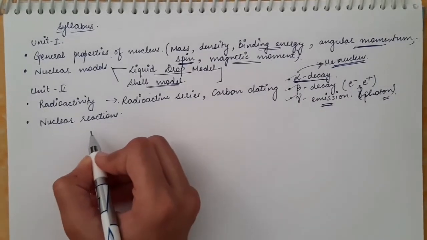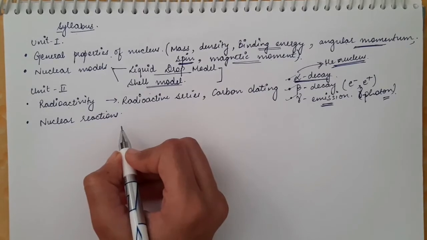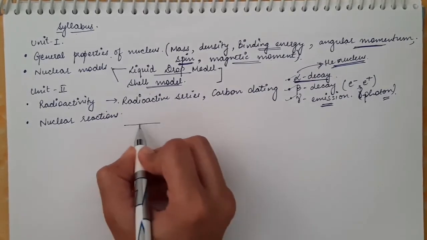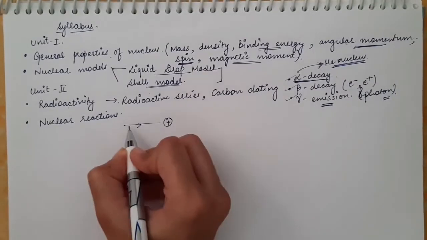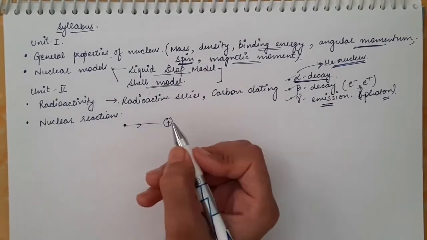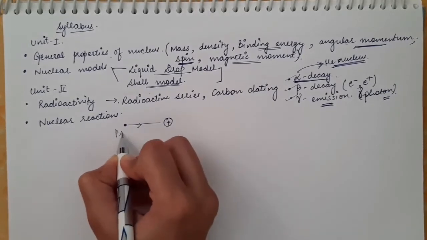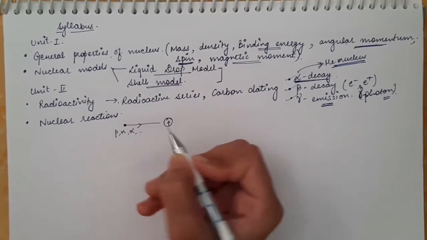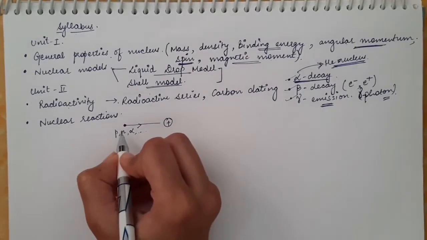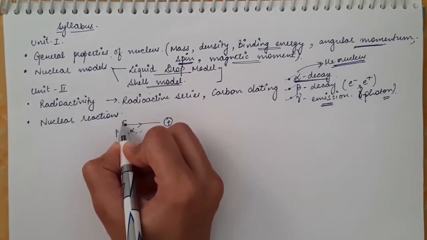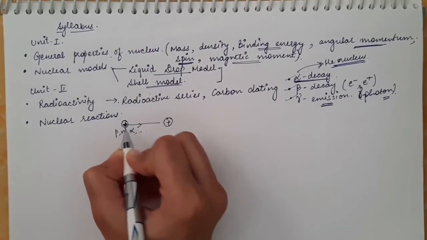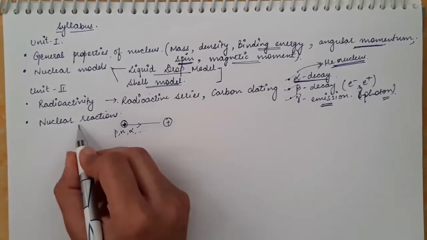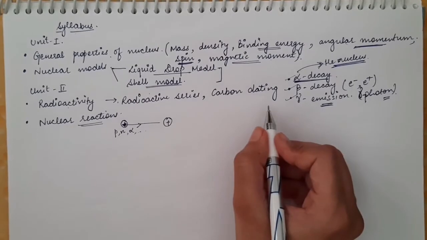And the last topic is nuclear reactions. A nuclear reaction is a process in which a particle is made to hit the nucleus. This particle can be a very small particle like a proton, or a neutron, or an alpha particle, or any other small particle, and it can even be a whole nucleus. That is, two nuclei are made to bombard each other, and that also comes under nuclear reactions.